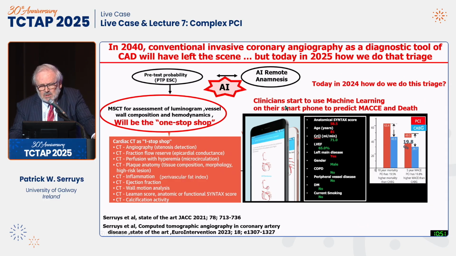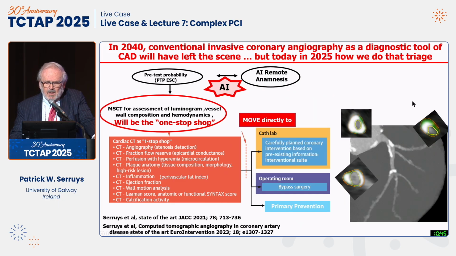Now, clinicians start to use machine learning on their smartphone to predict MACE and death. And clearly, when you have this one-stop shop, you can move directly to the cath lab with a carefully planned coronary intervention based on pre-existing information. You can move directly to the operating room without conventional CT angiography, or you can start an aggressive primary prevention.